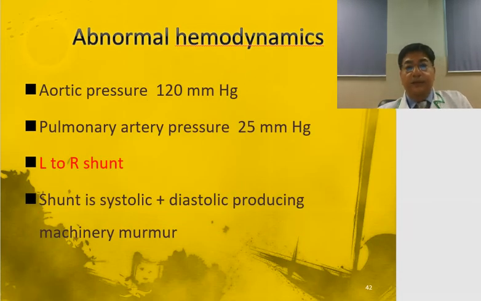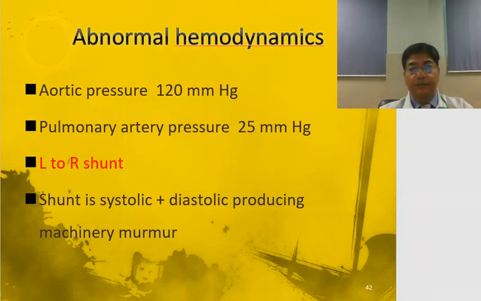So what happens in PDA? The hemodynamics are similar to the larger size of VSD. The pressure on the left side in post-uterine life or in childhood, the aorta has a pressure of, in adults, 120, which is always higher than the pulmonary circulation.